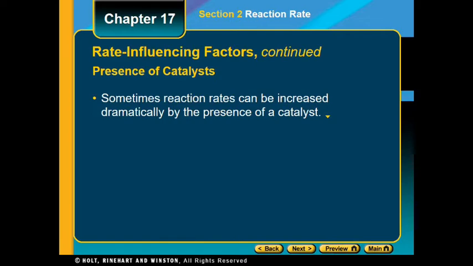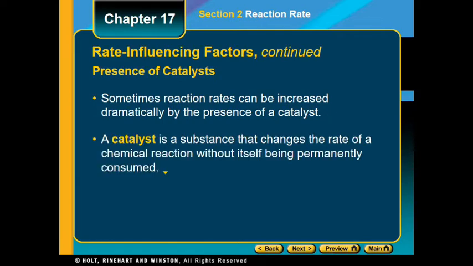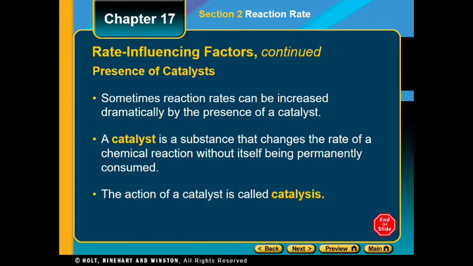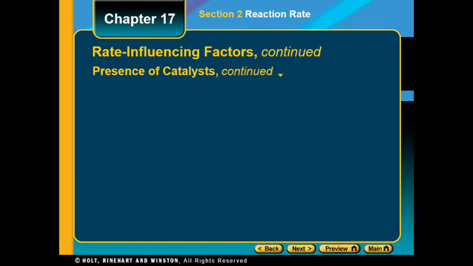So sometimes our reaction rate can be increased dramatically by the presence of a catalyst. And we will look at catalysts now and in the next few slides we've got going on. A catalyst can change the rate of a reaction without itself being permanently consumed. So it's going to be hanging around. It can affect the friends around it, but it will not be affected itself. So the action of using a catalyst is called catalysis.